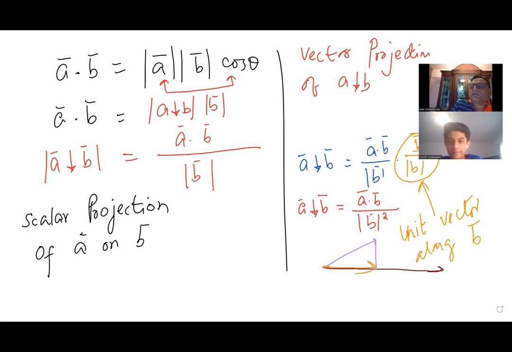Times, this is vector B, right? So, scalar multiple, do you understand? Yes, sir. The scalar multiple of vector B. This thing is a scalar quantity: the dot product divided by the magnitude squared of B. You get the idea? Yes, sir.